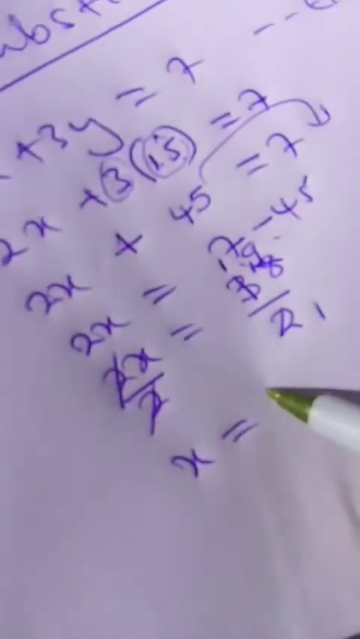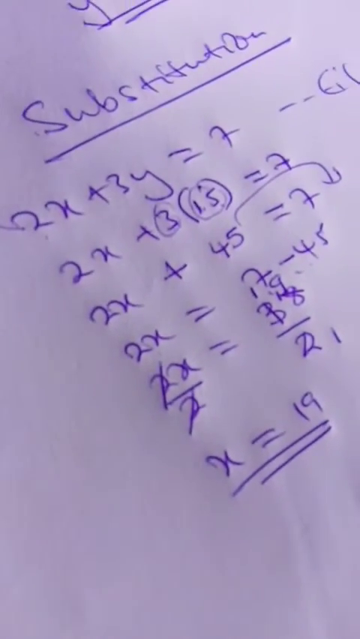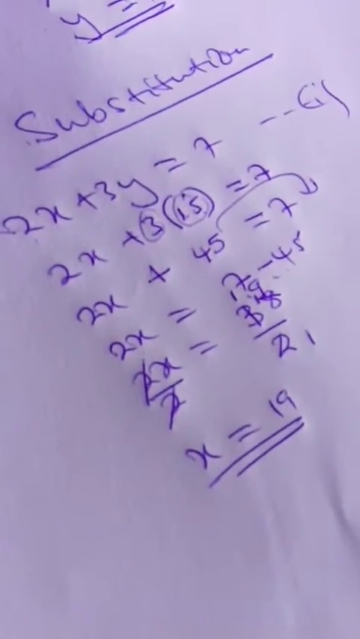So x is equal to 19. So these are the values for x and y. y is equal to 15 and x is equal to 19.